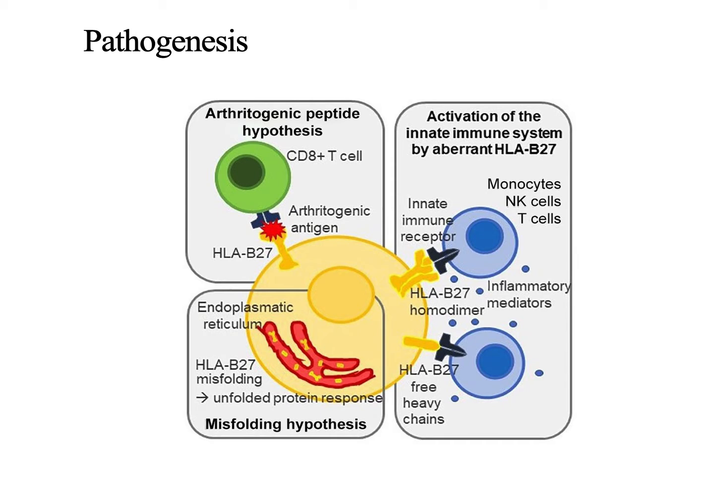First is the arthritogenic peptide hypothesis, where the HLA antigen is identified by CD8 receptors and T cells. Then the misfolding hypothesis, where endoplasmic reticulum dysfunction causes misfolding of the HLA gene, and there is an unfolded protein response which leads to autophagy of the cell. Then activation of the innate immune system by aberrant HLA-B27. This leads to activation of monocytes, NK cells and T cells, and also humoral immunity, leading to activation of inflammatory mediators.